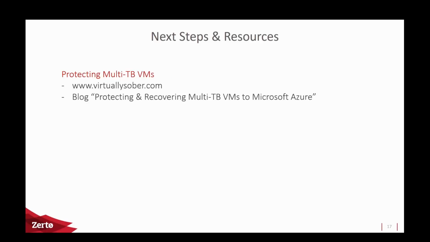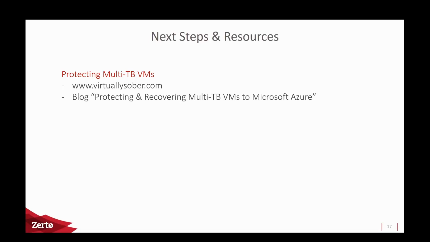So what are the next steps? I've given you the blog post on how to actually calculate the sizes and the cost, but I also have a blog post on the same website of how you protect multi-terabyte VMs. I mentioned the 1 terabyte disk limit. You can actually configure multiple 990 gig disks, and then you can use Windows storage spaces and span a volume across all of them, so you can recover a 10 terabyte VM into Azure. It is possible, and this blog post here will talk you through how to do that.